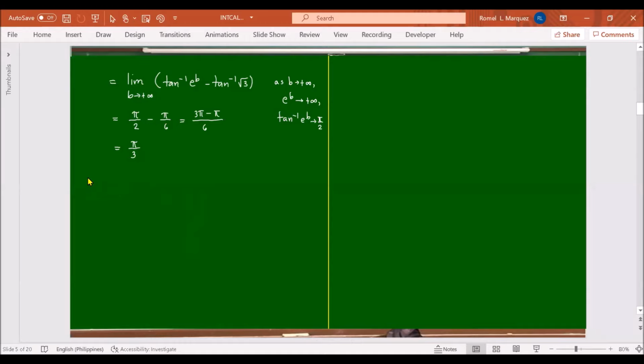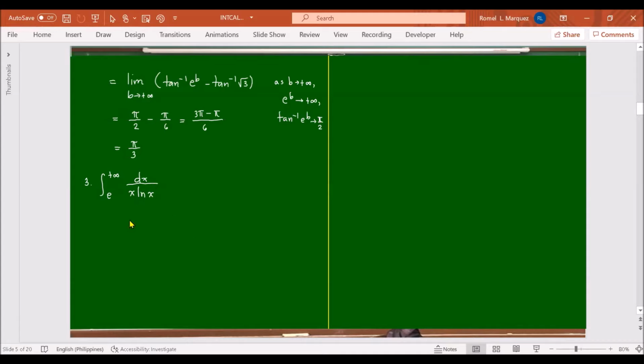Okay? Let us have number 3. We have integral from e to positive infinity of dx over x ln of x.